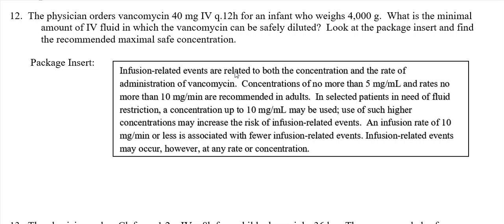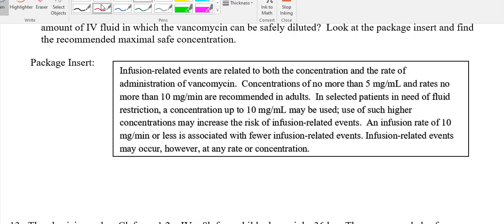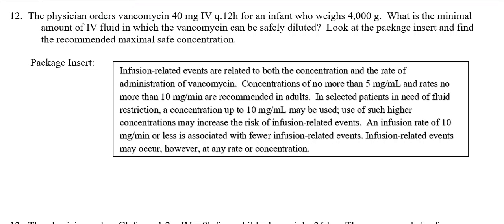So let's look at the first one. The medication order is for vancomycin 40 milligrams every 12 hours for an infant who weighs 4,000 grams. What is the minimal amount of IV fluid in which the vancomycin can be safely diluted? So we're going to look at the package insert and find the recommended maximal safe concentration. So we want the maximum safe concentration.